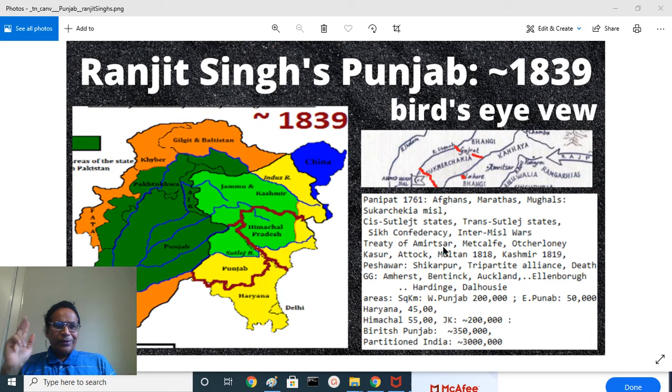Treaty of Amritsar 2 was made between East India Company Bahadur and Jammu ruler Gulab Singh after the Sikhs got defeated in the first Anglo-Sikh War. That is very different. That resulted in the declaration of a kingdom of Jammu and Kashmir under the rule of Maharaja Gulab Singh Dogra. That's not what we are discussing. This is the first Treaty of Amritsar between Maharaja Ranjit Singh and East India Company Bahadur, negotiated by Metcalfe.